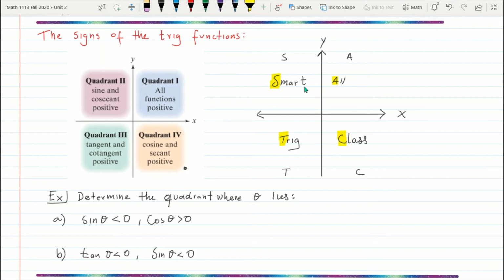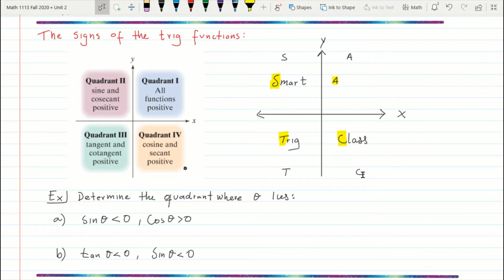One easy way to remember this is to say "A Smart Trig Class," and the first letter of every word is going to be what function is positive in that quadrant. So in this case, all of them. In this case, only sine. In this case, only tangent. And then the last quadrant, only cosine.